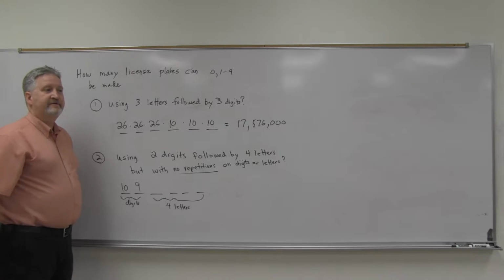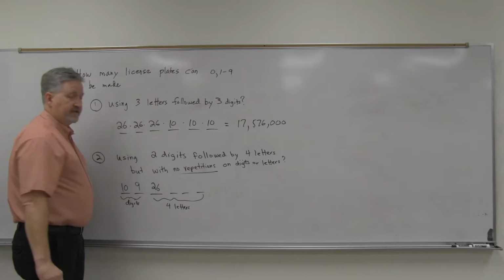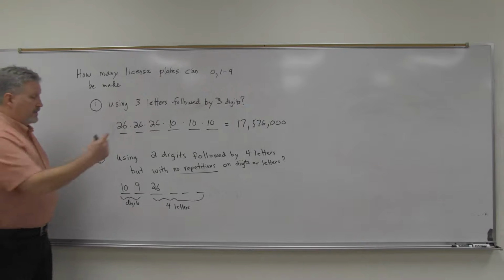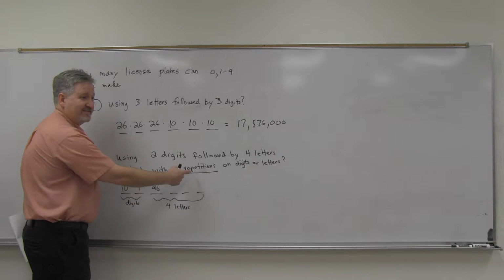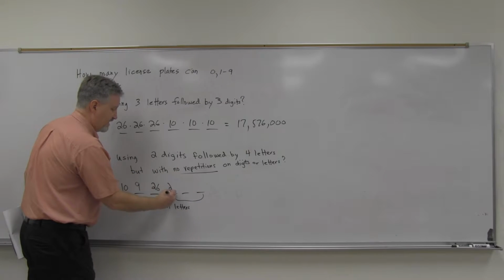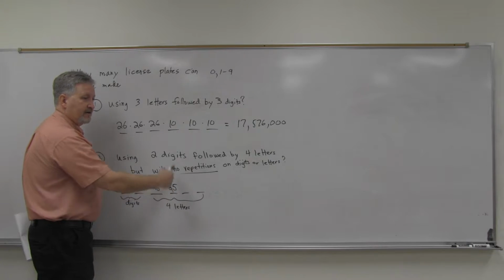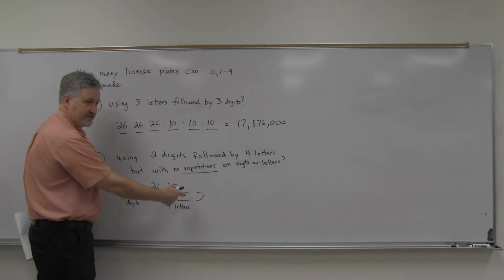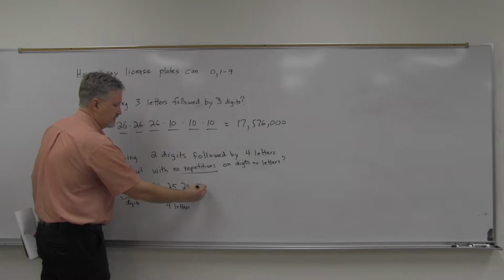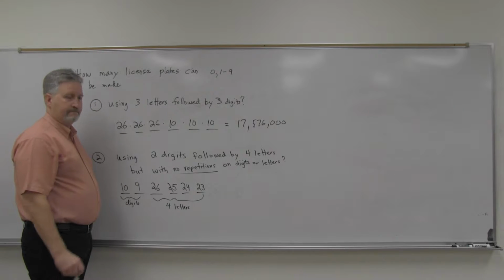Now we go to the letters. We start with the first letter, so there's 26 possible letters, no restriction on which letters we can use. What about the next letter, though? No repetition, so we lose one, don't we? 25, yeah, because whatever letter we use here, we can't use here. Again, no repetition, so we lose another one, don't we? 24, and then lose another one for that last one. With me there? Everybody believe that?